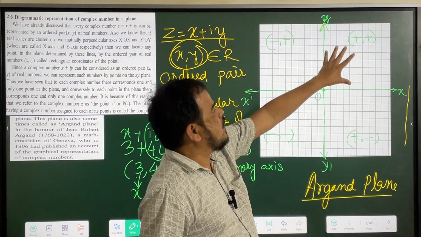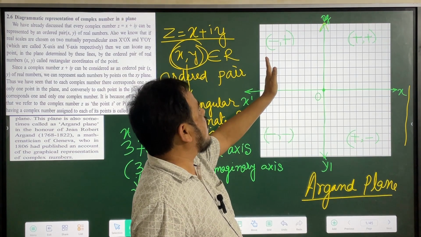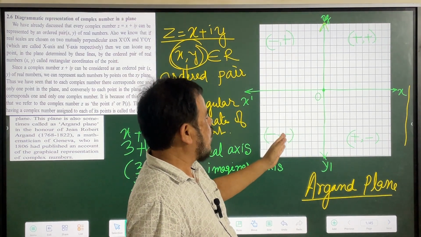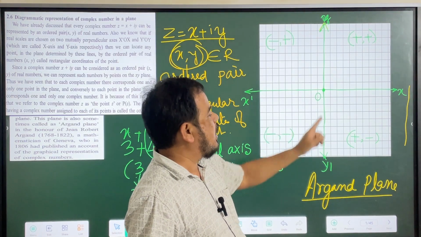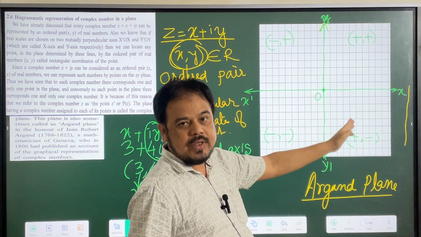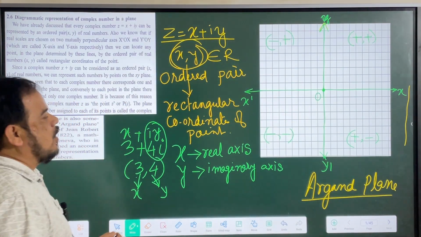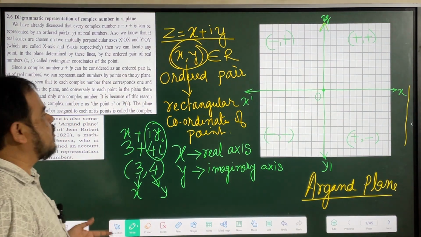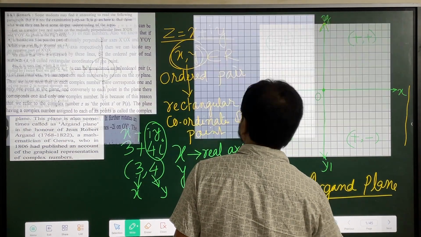This quadrant is for all positive numbers. This quadrant is for x negative, y positive. This is the third quadrant, in which x and y both are negative, and this is the fourth quadrant, in which x will be positive and y is negative. So that's all. That you already know. I have just repeated, reminded. So this is called the Argand plane.